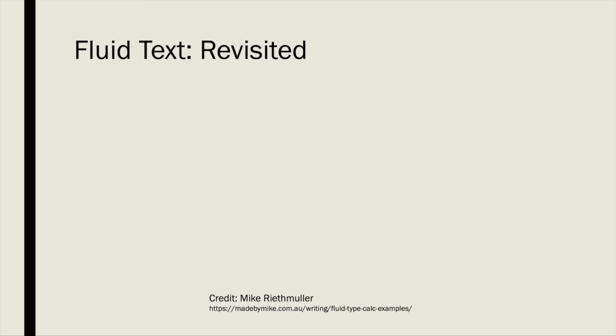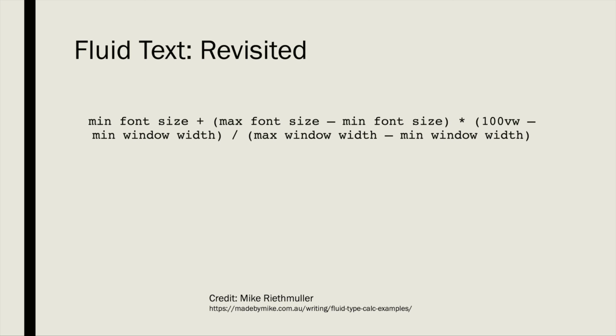There is a fairly complicated formula to do this, and this formula is minimum font size plus parentheses max font size minus minimum font size parentheses times parentheses 100 VW minus minimum window width divided by maximum window width minus minimum window width. Blech. Basically what this means is that we are taking the minimum font size, doing some calculations based on 100% of the view width, and basing that on the minimum view width so that we can scale up and down the fluid text. Credit goes to Mike Rithmuller, and I probably said that wrong.